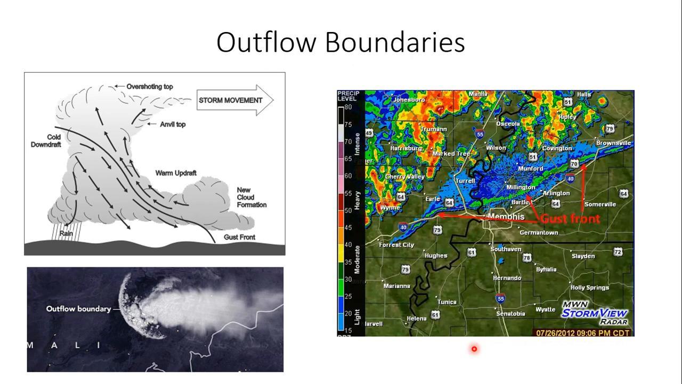Here I showed an example of what a gust front or outflow boundary generally looks like on a weather radar, Doppler radar. Here at the bottom, you notice the arc shape to it on satellite imagery.